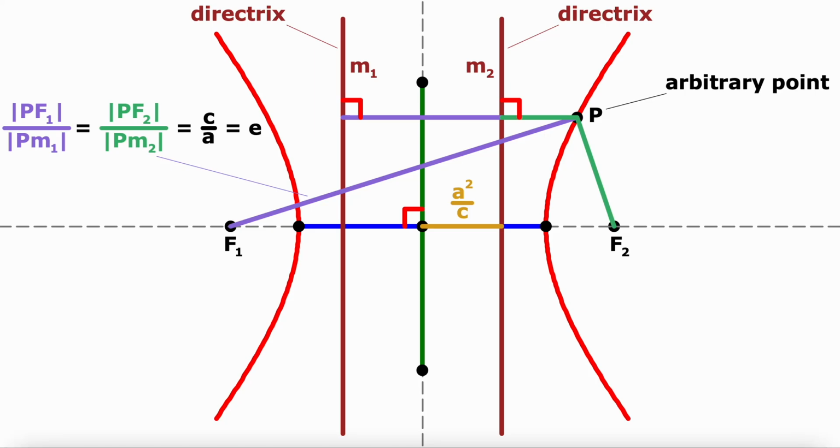A hyperbola can also be defined as the set of all points in a plane such that, for any point P in the set, the ratio of the distance to a focus to the distance to the corresponding directrix is constant, and this ratio is equal to the eccentricity E of the hyperbola. This ratio is always greater than 1 for a hyperbola.